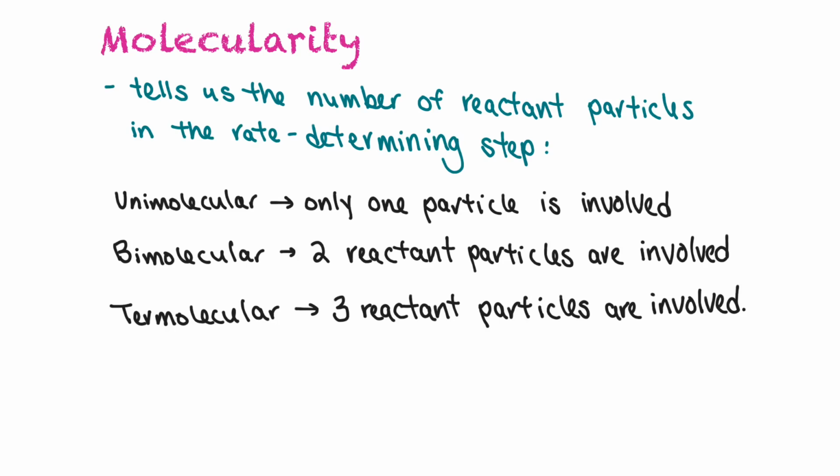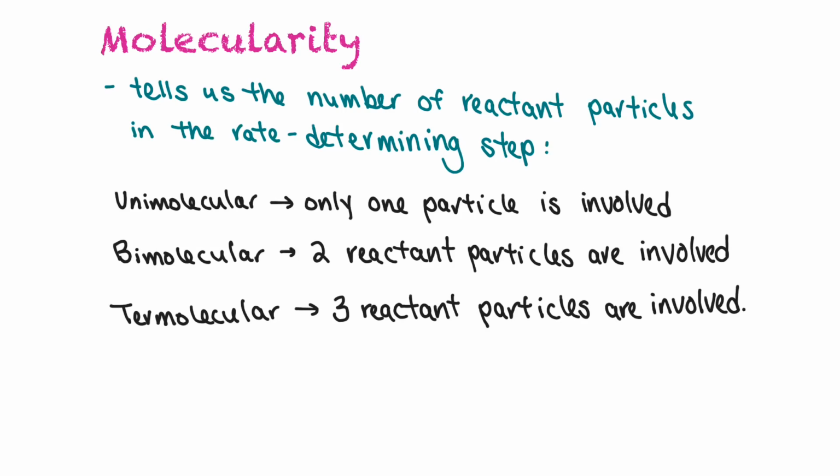The term molecularity tells us the number of reactant particles that are found in the rate determining step. So a unimolecular would only have one reactant particle involved. Bimolecular, you would have two reactant particles involved. And termolecular, you would have three reactant particles involved. We will use these to determine or develop the rate expression, which will be covered in our next video.